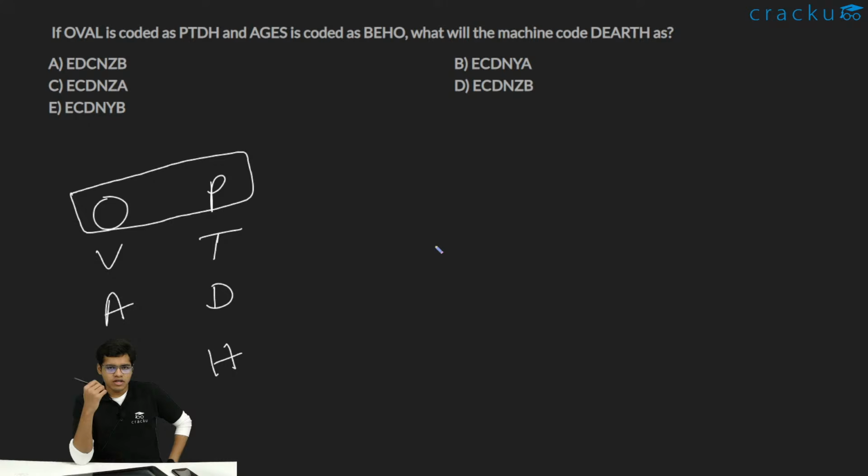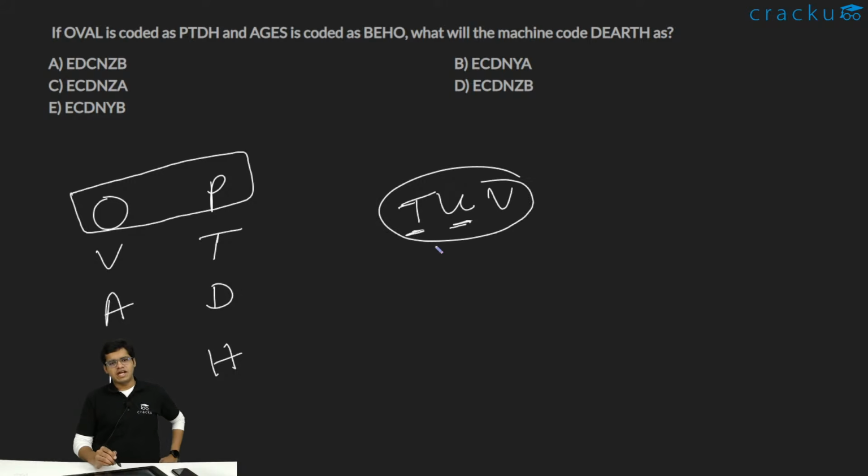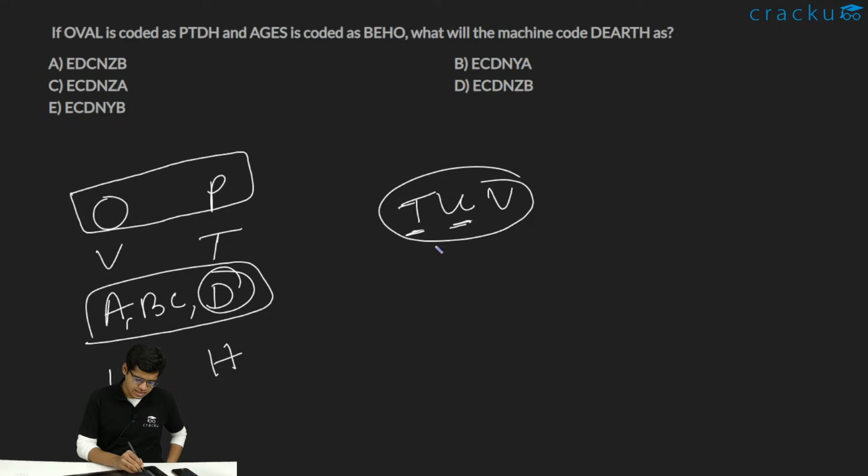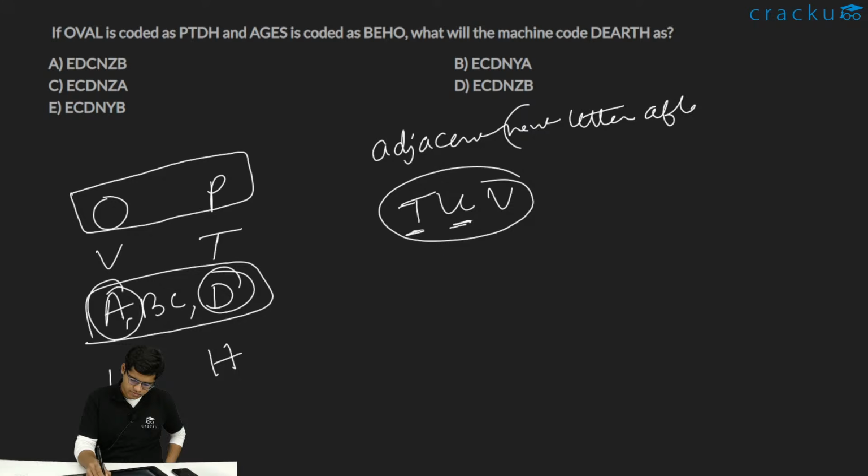U, V, Q, R, S, T, U, V. So this V and T, what is happening is basically T is actually one letter before V, right? AD, what is D? It is A, B, C, D, which means D is actually two letters after A. So this is the adjacent or next letter after. This is two letters.